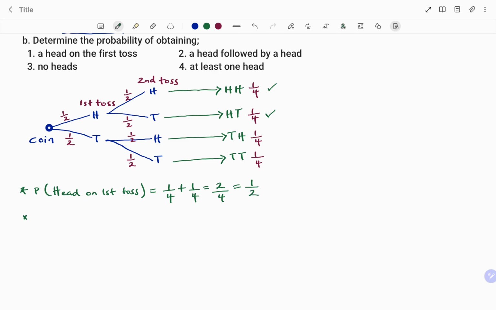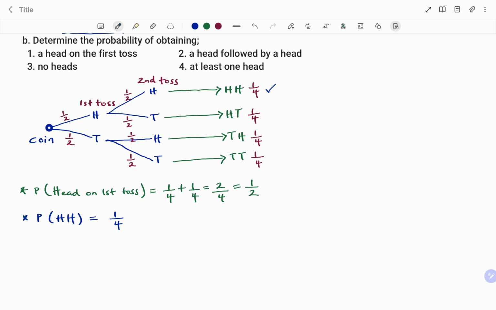For the second part, the probability of having a head followed by a head. So on the first toss we have a head, and on the second toss we have a head. If we go back to our tree diagram, we only have one such combination as shown. So we have that as 1 out of 4.